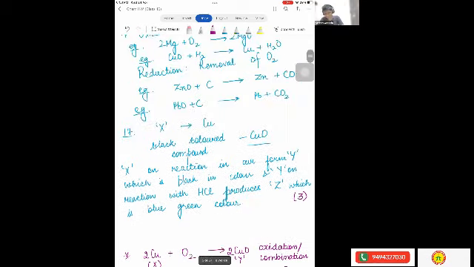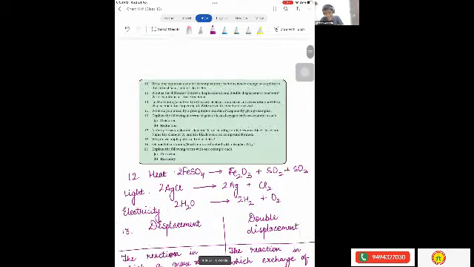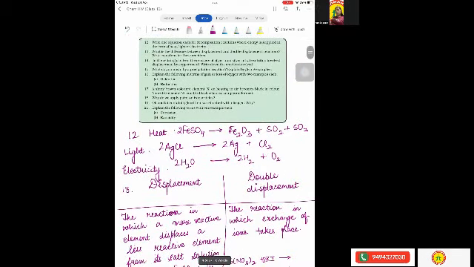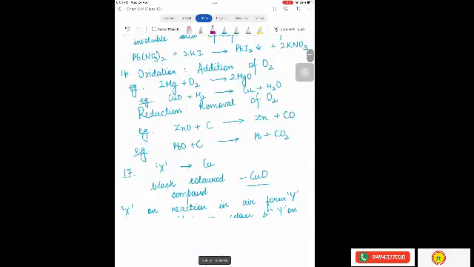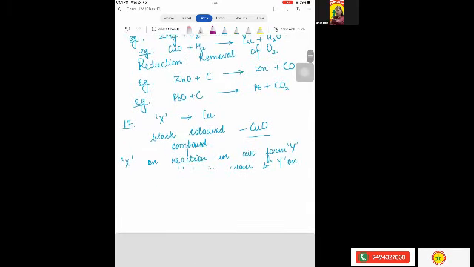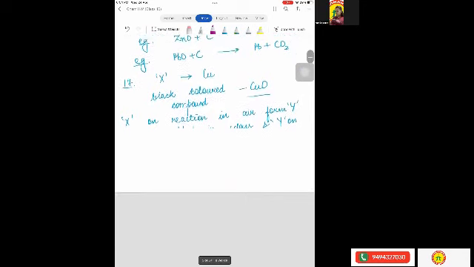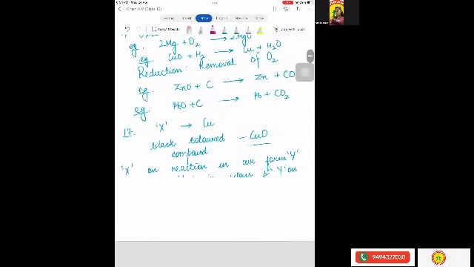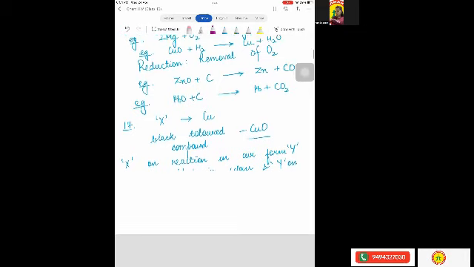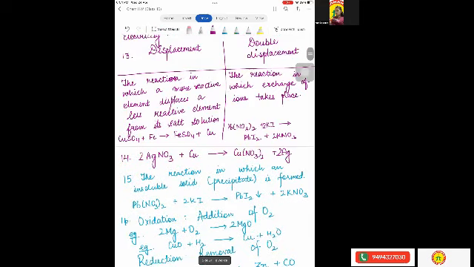Let's move to the 15th question. Why do we apply paints on iron articles? Very easy. Prevent corrosion or rusting. Prevent the attack of air or moisture on the iron articles. Fine. Next question.